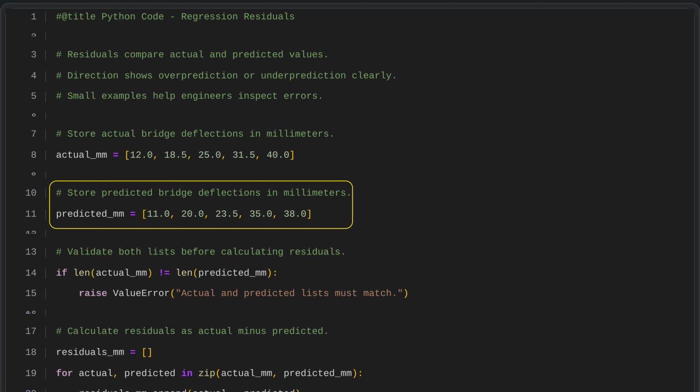The predicted bridge deflections are stored as millimeter values from a model or calculation. These predictions will be compared with actual measurements to find residuals and assess how accurate the predictions are.